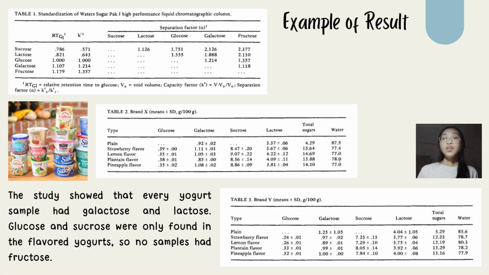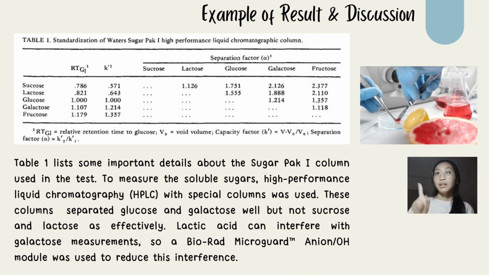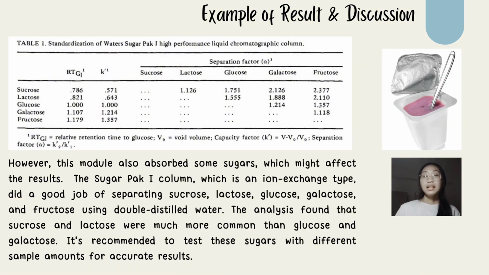The study showed that every yogurt sample had galactose and lactose. Glucose and sucrose were only found in the flavored yogurts, and no samples had fructose. Table 1 lists some important details about the Sugar-Pak 1 column used in the test. To measure the soluble sugars, high-performance liquid chromatography (HPLC) with special columns was used. This column separated glucose and galactose well, but not sucrose and lactose as effectively. Lactic acid can interfere with galactose measurements, so a Bio-Rad micro-guard anion/OH module was used to reduce this interference. However, this module also absorbs some sugars, which might affect the results.